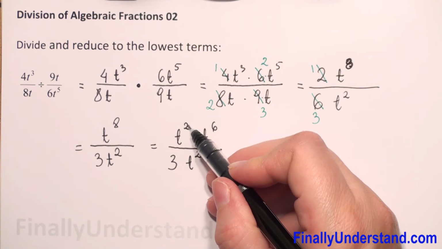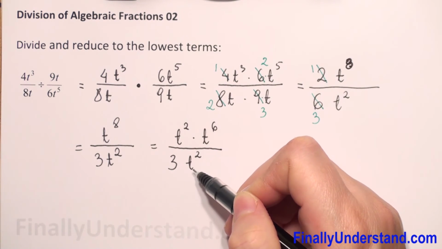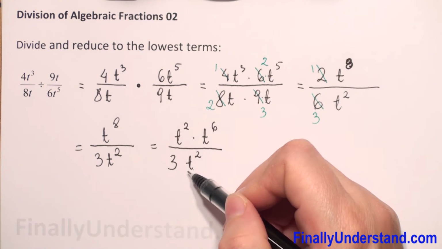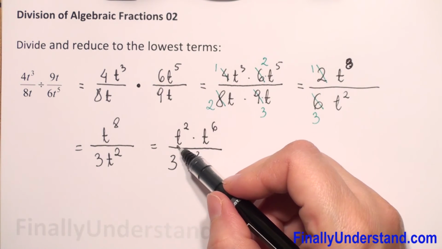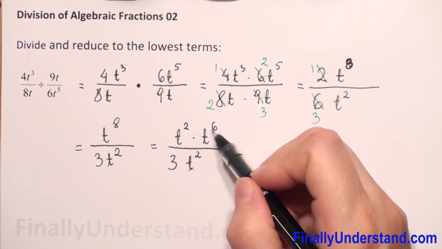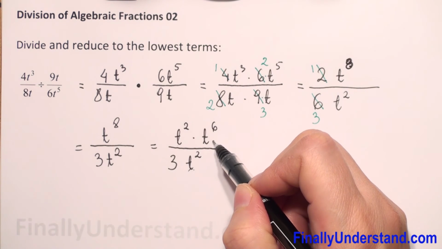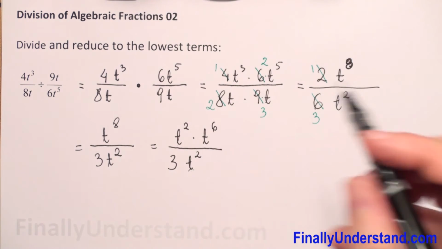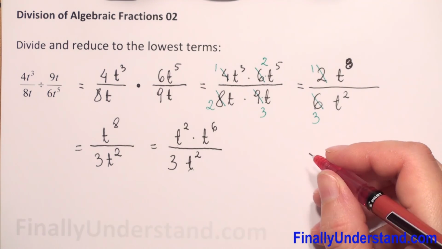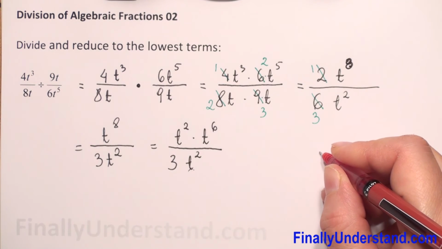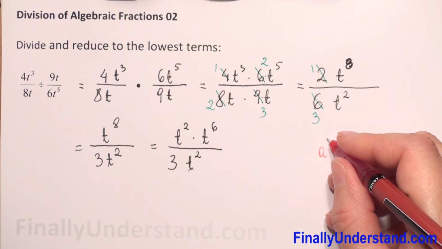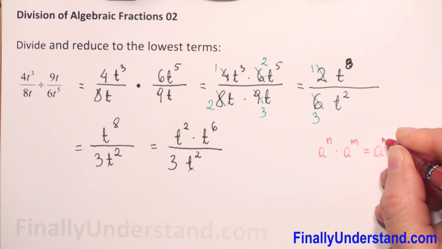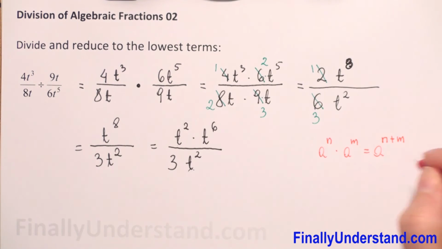Why did I put t to 2nd power? Because I have in the denominator t to 2nd power. So now when I have multiplication, I can reduce this t squared and t squared. And always when we have the same base, we just add exponents. So I didn't change anything in the numerator. I still have t to 8th power because 2 plus 6 is 8. I just use the property of exponents when we have the same base. So a to power n times a to power m is a to power n plus m. I just use this property.